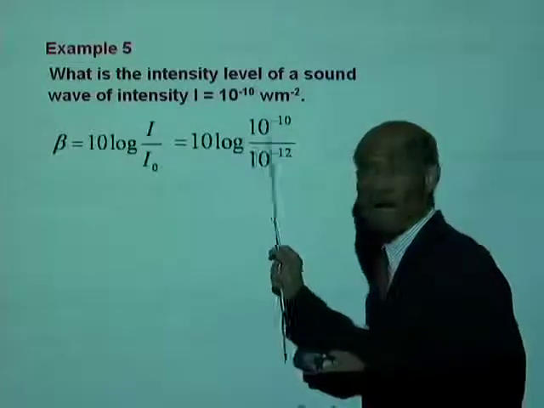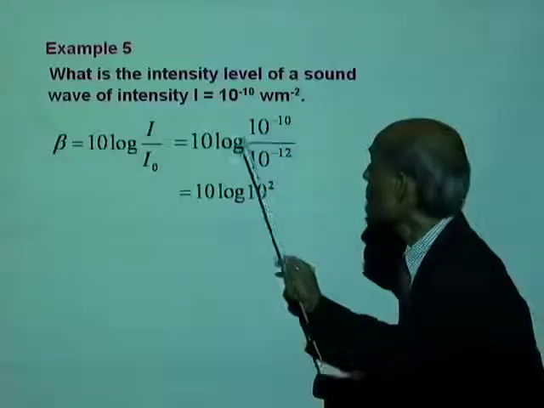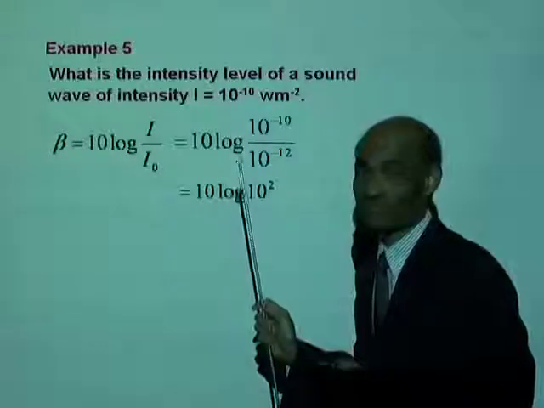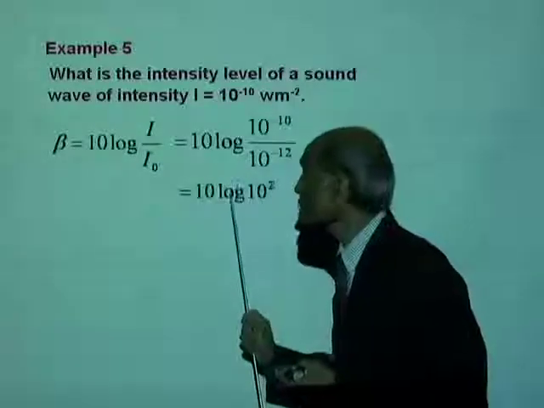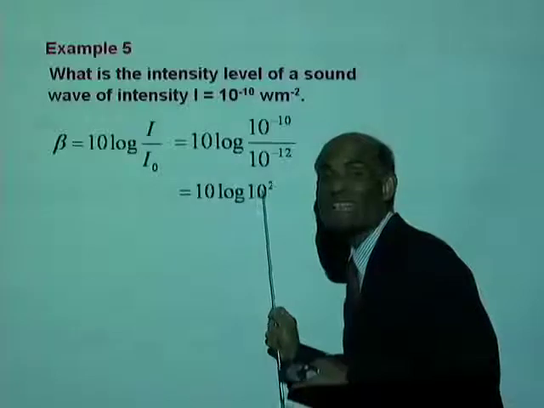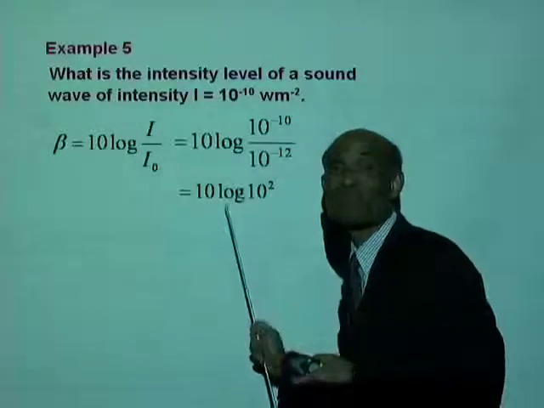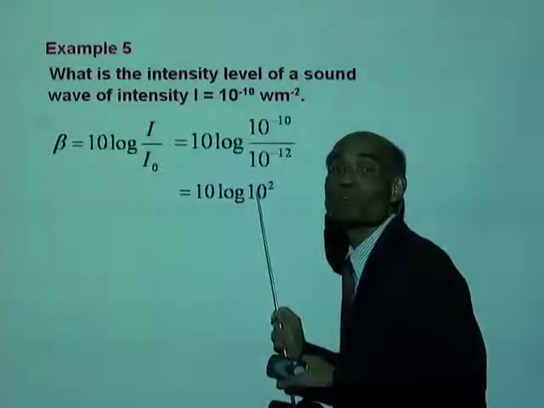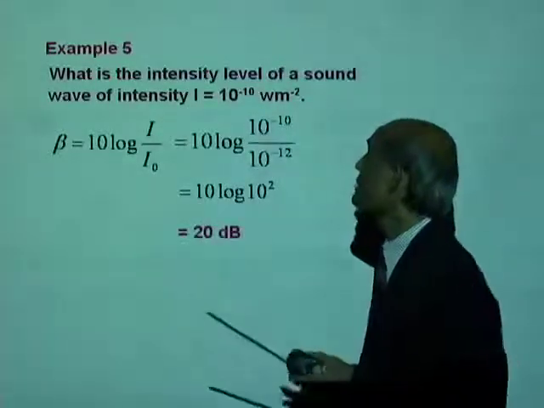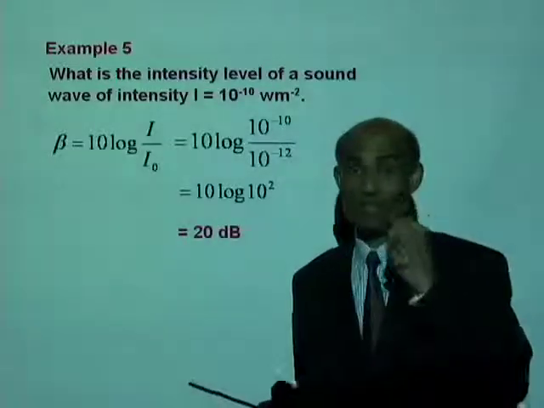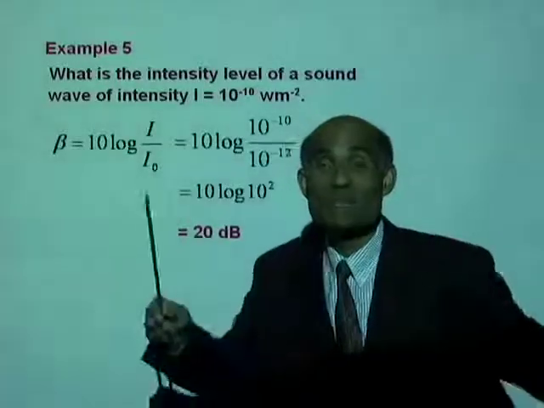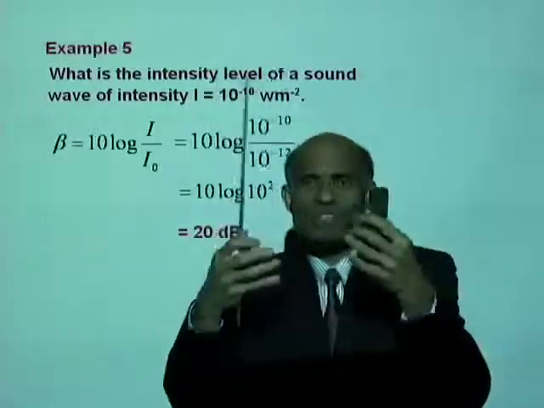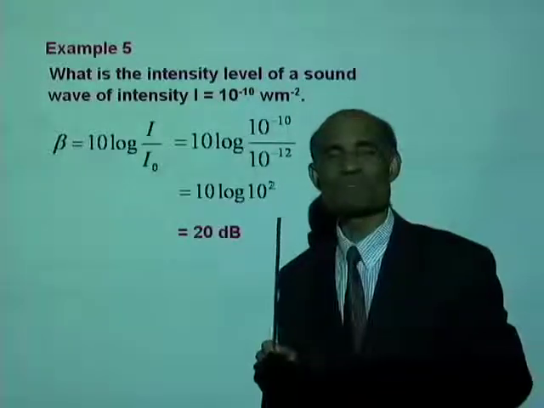That will be 10 to the power of 2. So this will be 10 log 10 to the power of 2. Is there anybody who has trouble with this? What is log 10 to the power of 2? Log of 10 to the power of 2 is 2. In other words, the decibel value is 20 decibels. And in my table, 20 decibels corresponds to the rustling of leaves. When a breeze comes, the leaves rustle, about 20 decibels.